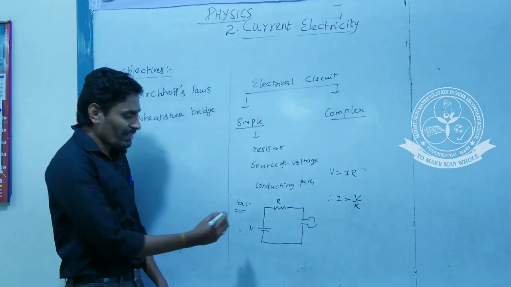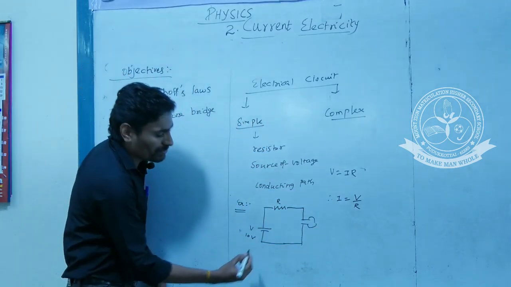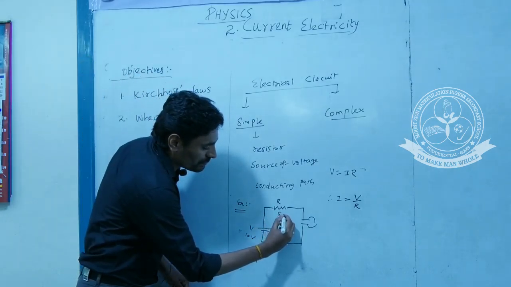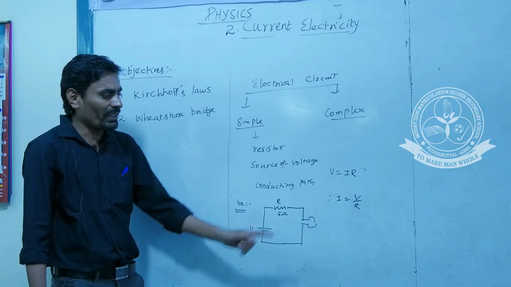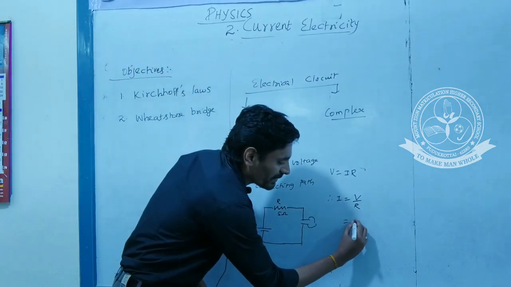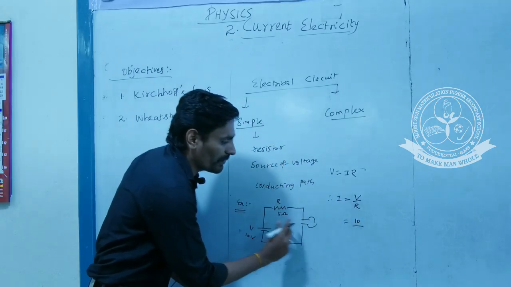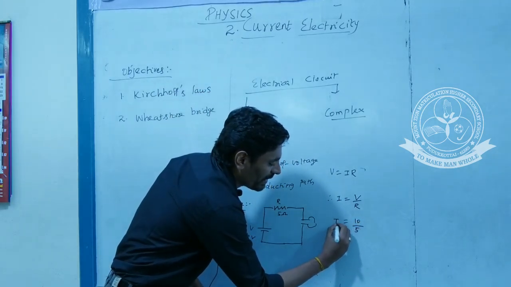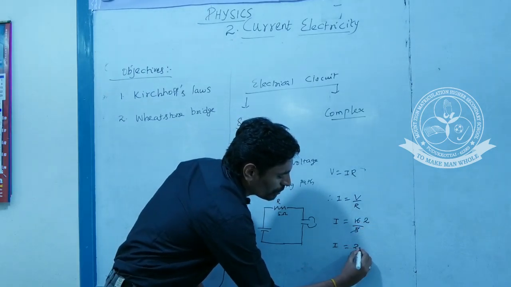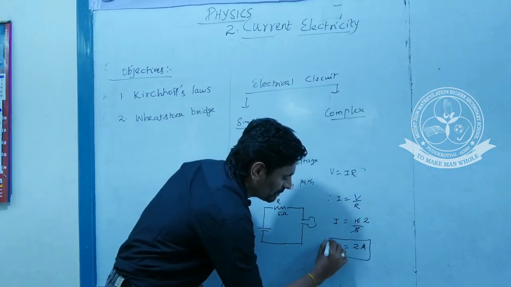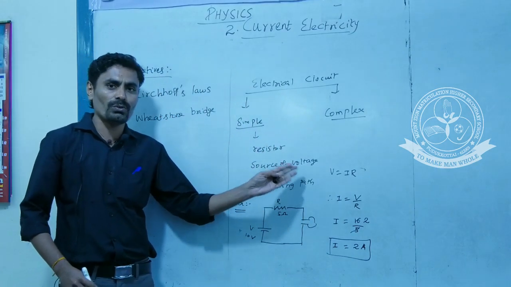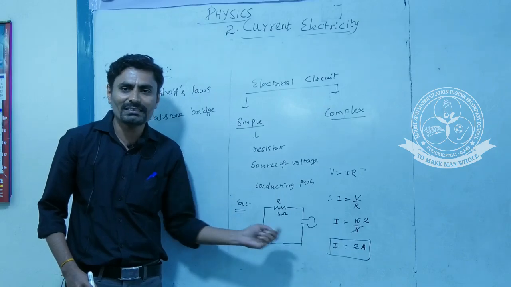So what is the value of V? V is given, V equal to 10 volt. R is given, 5 ohm. Then we calculate I equal to V by R, that is 10 by 5, so I equal to 2. Therefore I equal to 2 ampere. This is a simple circuit. In this way, by using Ohm's law, we calculate the current in the simple circuit.